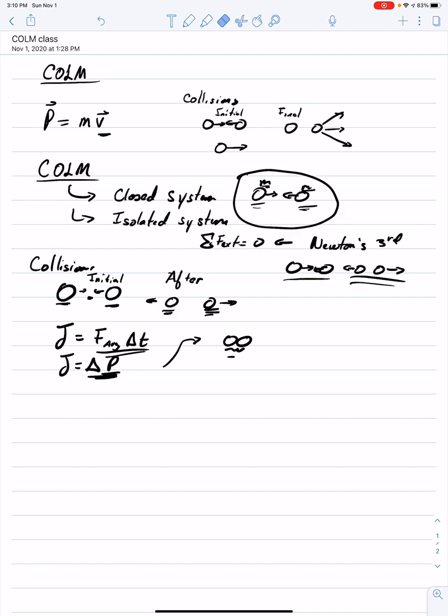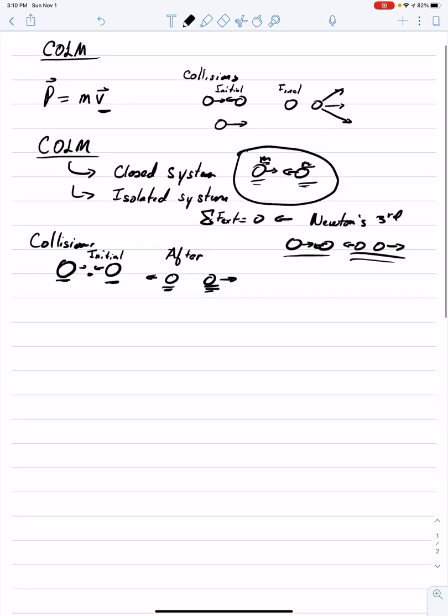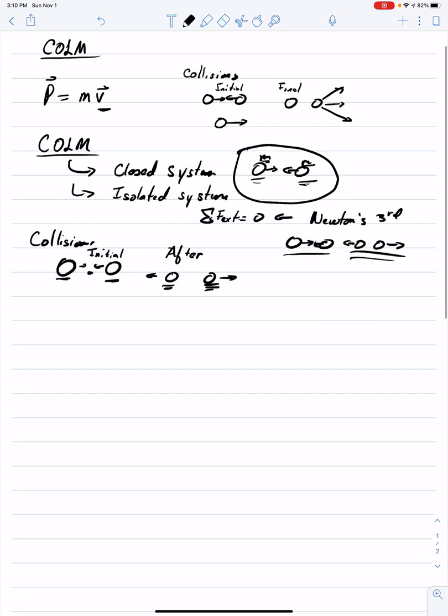Okay, let me erase this because this is a side note, and you know how much I love side notes. So now we're talking about collisions, and what we care about, the before and after. Now that we are in collisions, let's talk about the famous elastic collision.